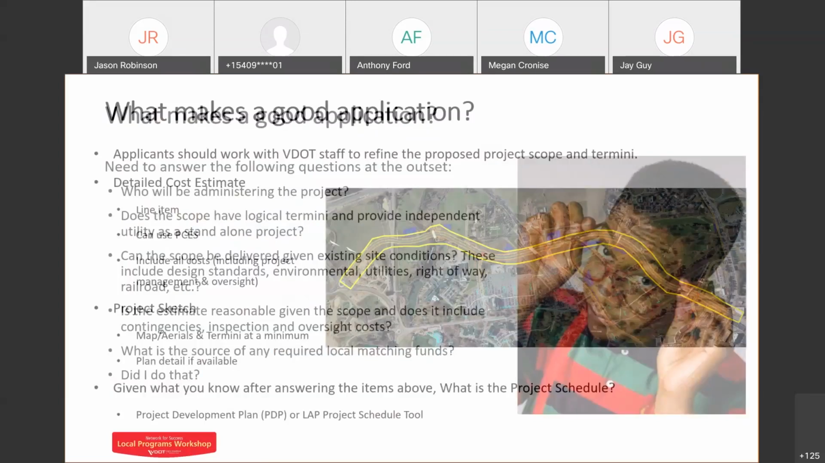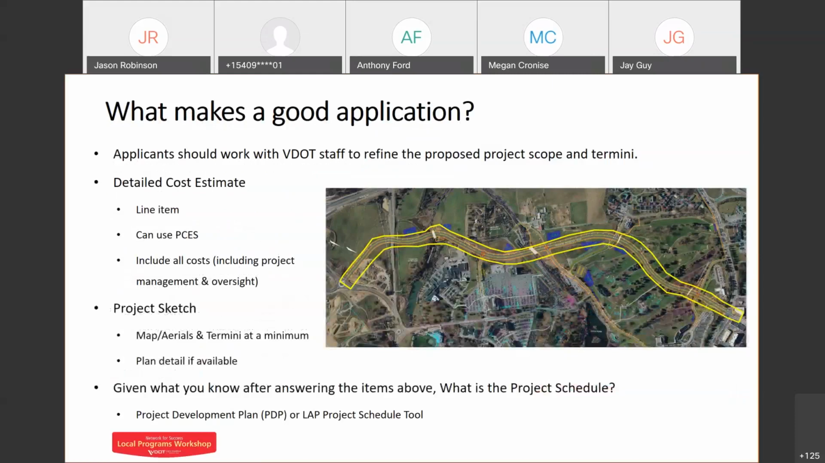Applicants should work with VDOT staff to refine the proposed project scope and termini. If you're going to be applying for funds from VDOT, make sure that we know ahead of time what the project is, where it's going from A to B. The last thing that we want is to have what is probably a very good application submitted for a funding program and really have no idea what the project is until we're in trying to validate the application itself. So the more you work with us in the front, the better we feel we're able to help you refine those things, look at your cost estimates, help you with PCS estimates and input if those PCS requirements are a part of the application.